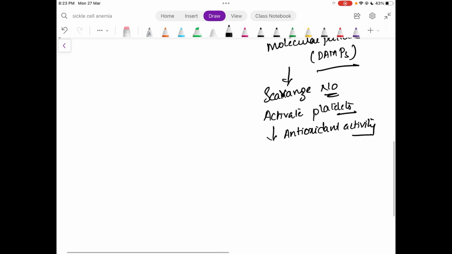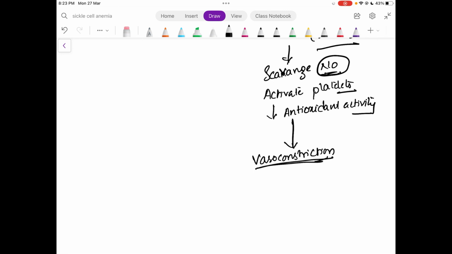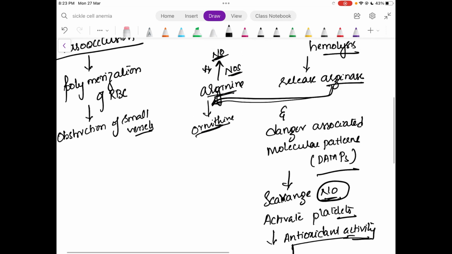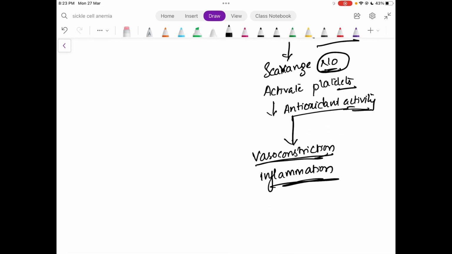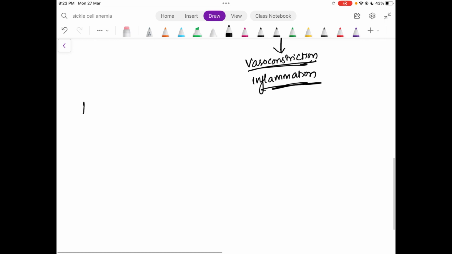All these will occur, and this causes vasoconstriction because nitric oxide is decreased. That means the vasodilation effect of nitric oxide is lost. So blood vessels undergo vasoconstriction, antioxidant activity is reduced, and platelets are activated, and they will invoke an inflammatory response. Inflammation will occur. These will cause symptoms in sickle cell anemia.